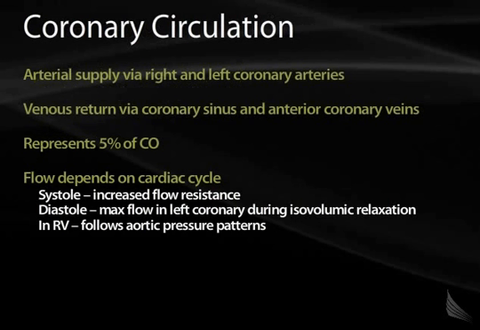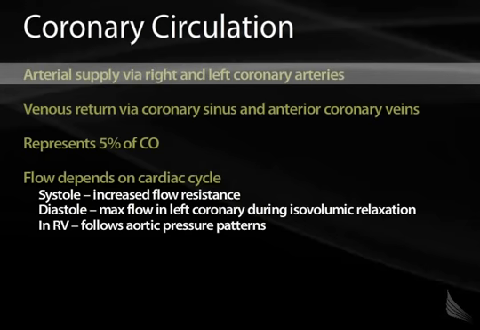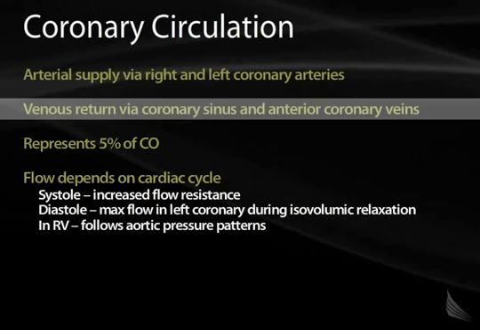As we've talked about before, the coronary circulation involves the arterial supply of blood and nutrients to the heart through the right and left coronary arteries. The venous return from the coronary arteries is via the coronary sinus and the anterior coronary veins. The coronary sinus drains directly into the right atrium, and the anterior coronary veins can drain into either the left ventricle or the right ventricle, directly into the chamber of the heart.